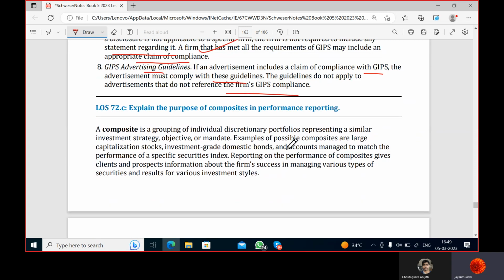The advertisement can show that you comply with GIPS, but GIPS would not comply with advertisement things.